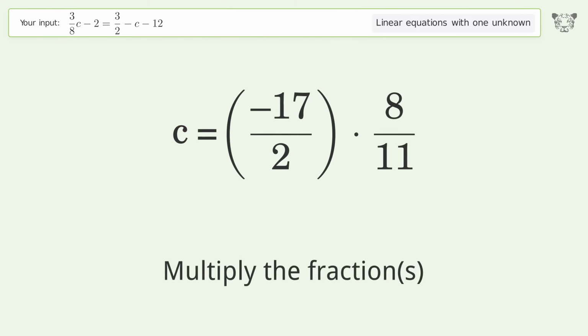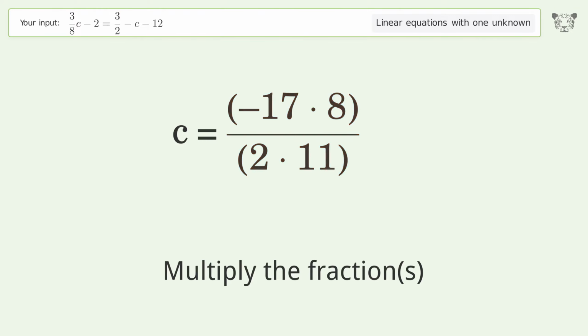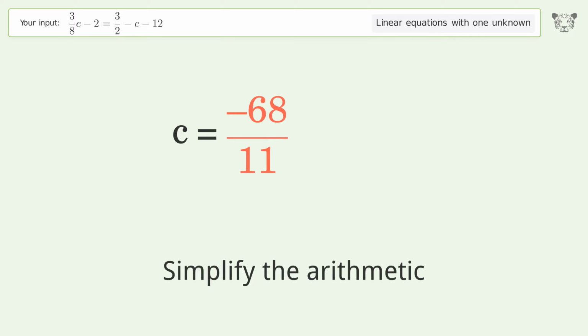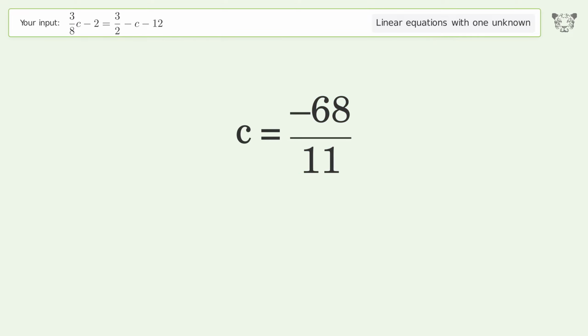Multiply the fractions. Simplify the arithmetic. And so the final result is c equals -68/11.